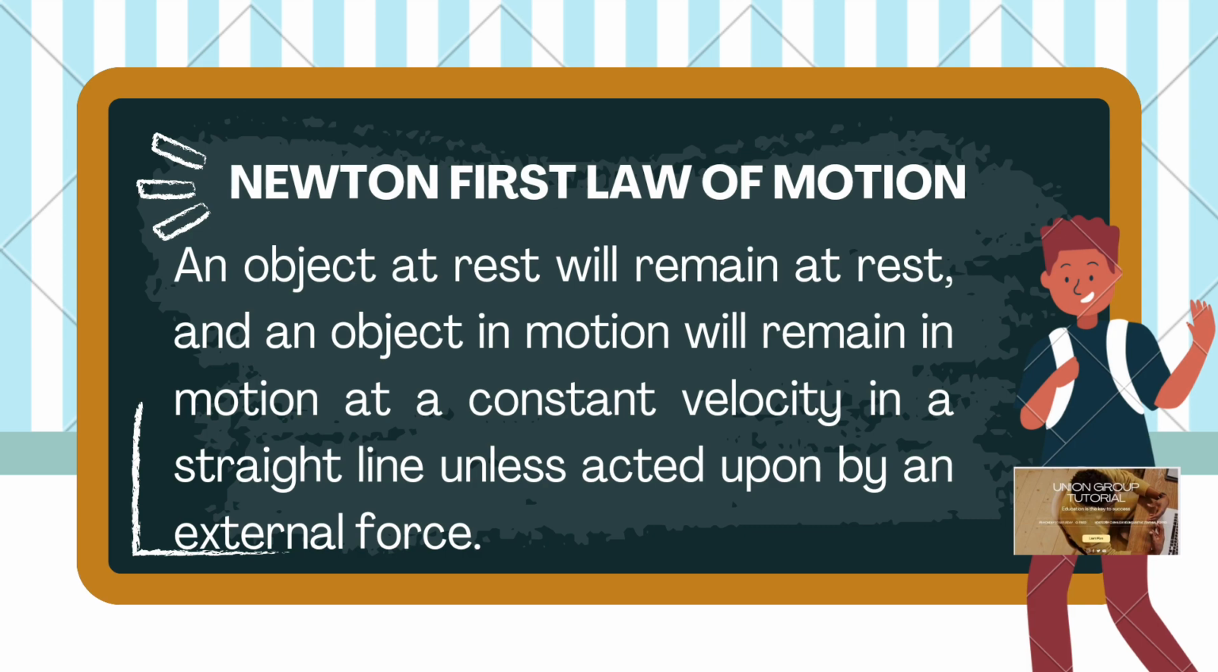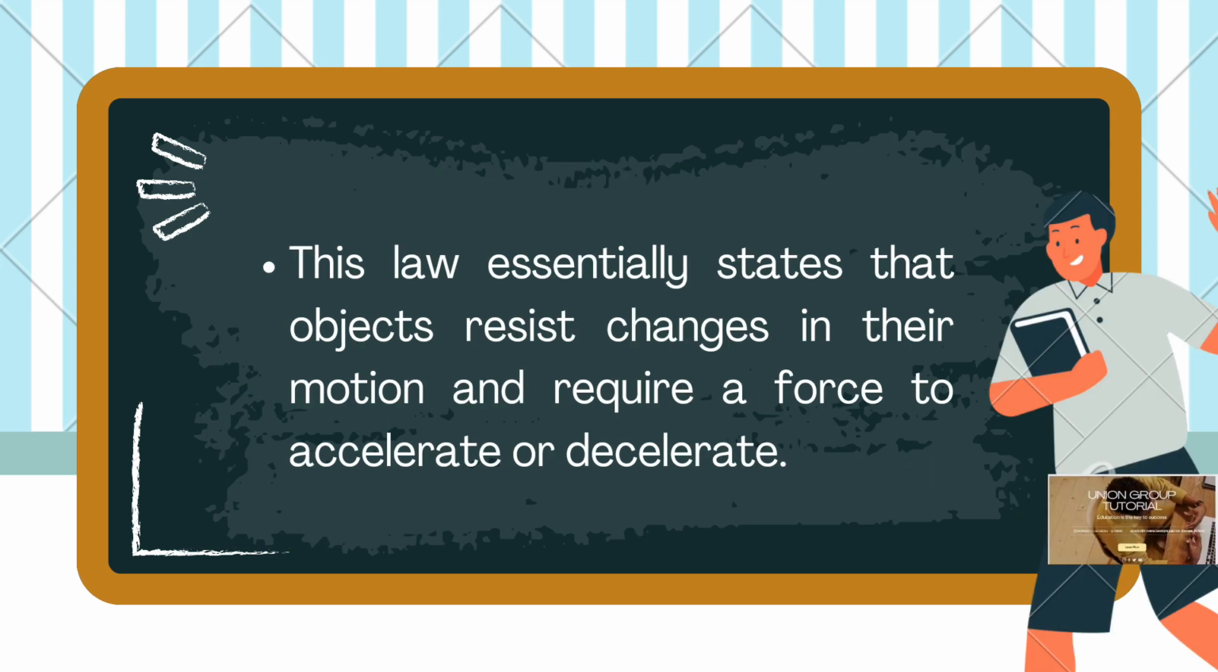So when that comes to your mind, what does it bring? What scenario does it bring to your mindset? That means, how can this be applied in our daily life? So let's come back to the discussion. This law essentially states that objects resist change in their motion and require a force to accelerate or decelerate them. That means they require an external force to push them, to accelerate them or to decelerate them.